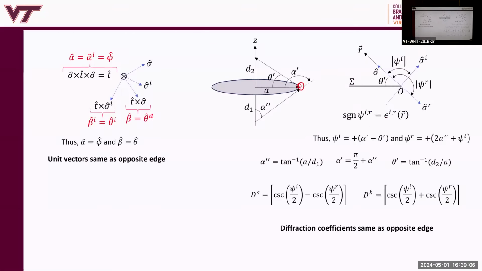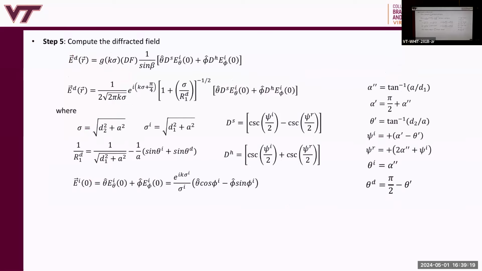For the other edge, we get the exact same formulas. I just went through this to convince myself that you get the same results. So it should be symmetric, right? Okay. So then here is now how to calculate the diffracted field. We have everything we need to calculate the diffracted field.